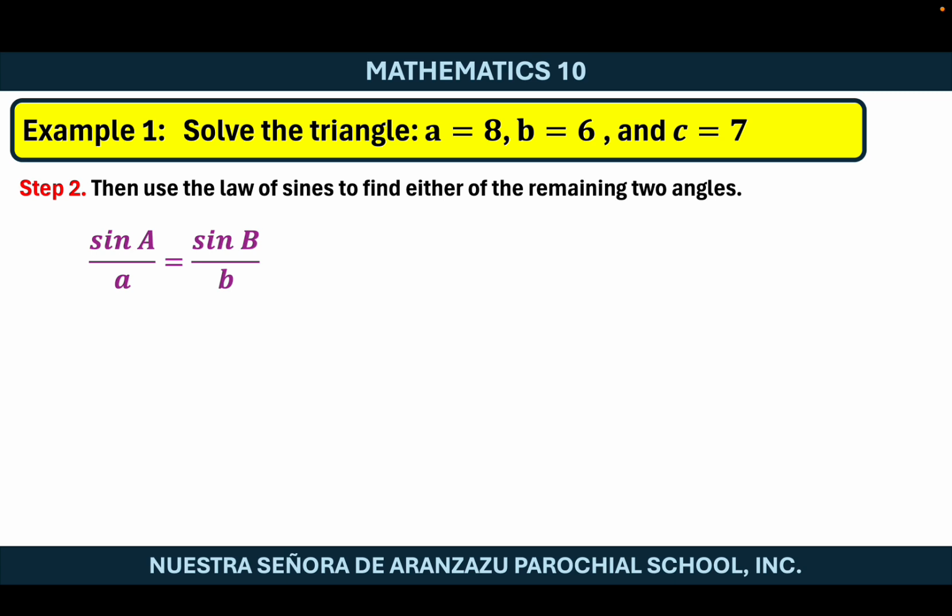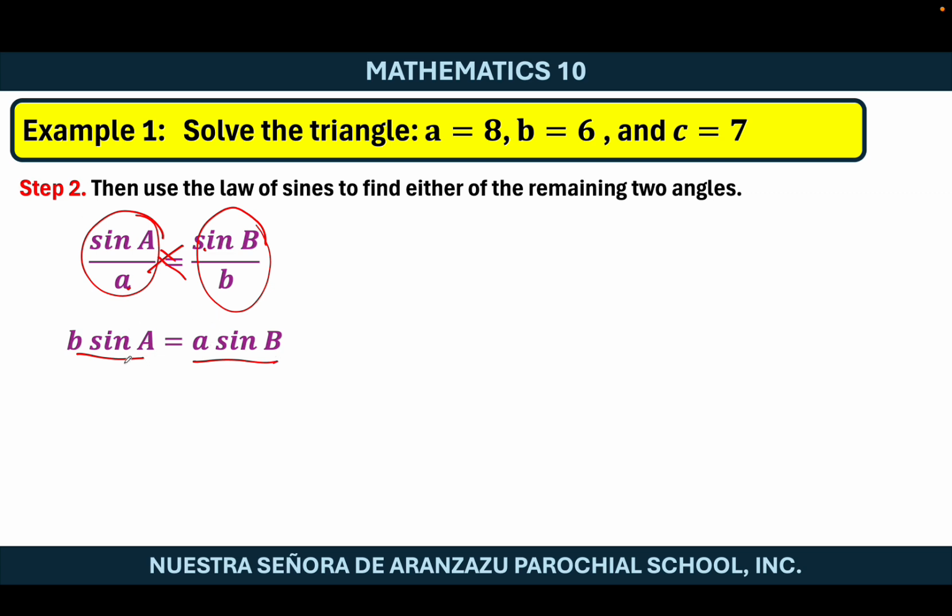Pareho natin mahanap yun. Okay, so if you're going to find the angle B, use sine A over A is equal to sine B over B. Bakit iyan yung ginamit natin? Kasi, ito yung given natin na meron na tayo, and ito yung hinahanap. So, we cross multiply. That will give us B sine A is equal to A sine B.